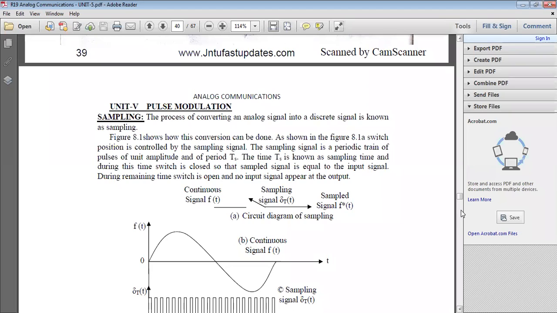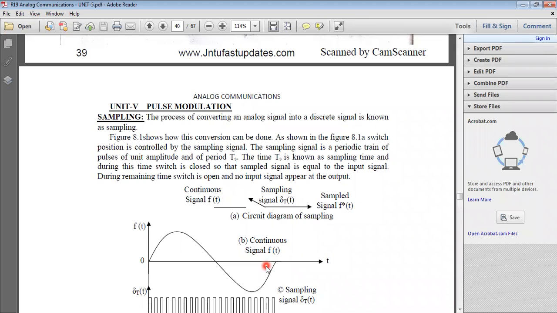So what is meant by sampling? The process of converting an analog signal into a discrete signal is known as sampling. How is the sampling done, and how do we take the time period for each sample?